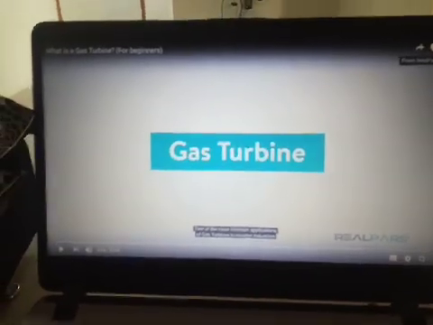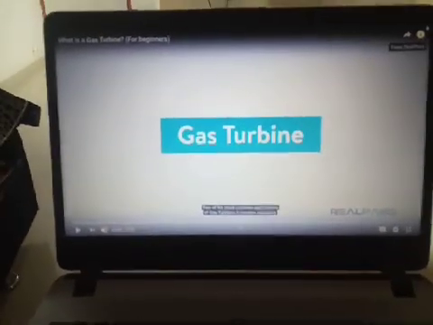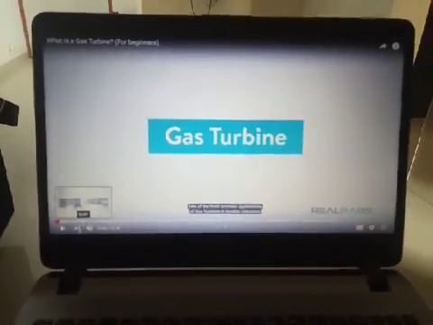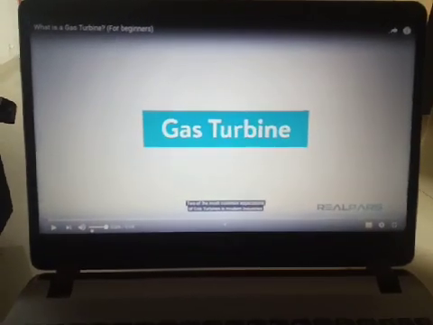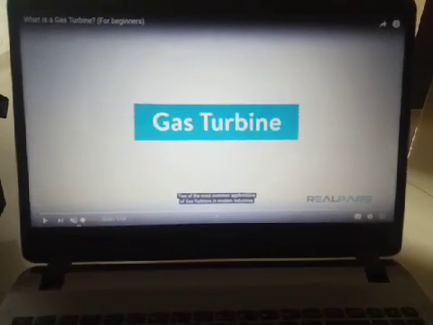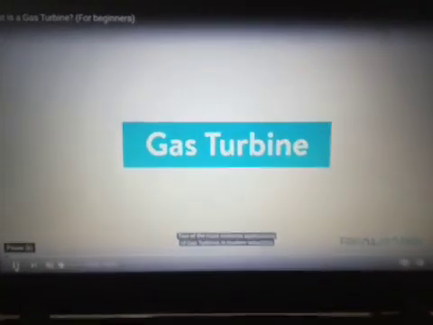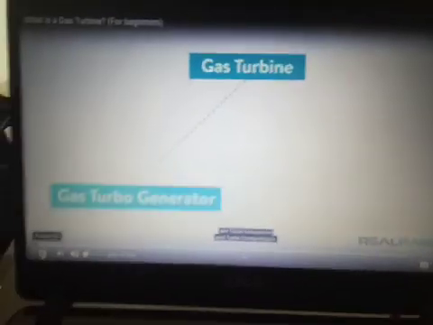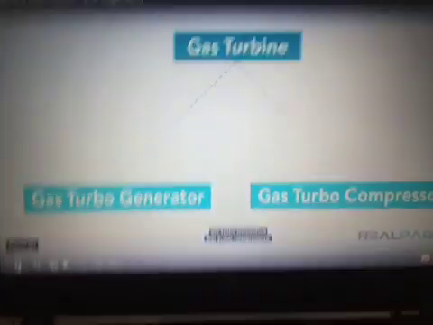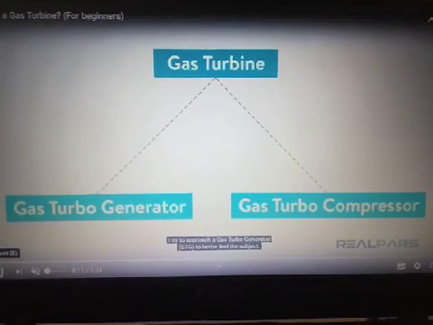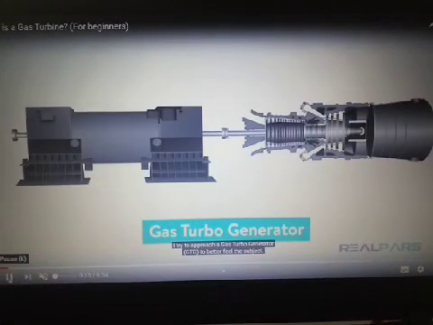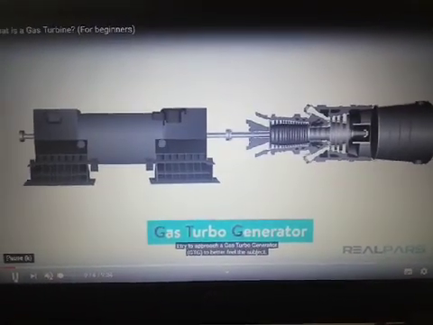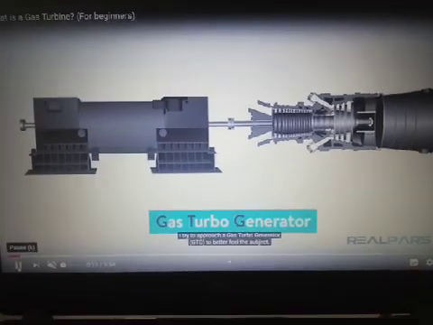Applications. Here are the two most common applications of gas turbines in modern industries: the gas turbo generator and the gas compressor. The gas turbo generator works with a generator, which generates the electricity.